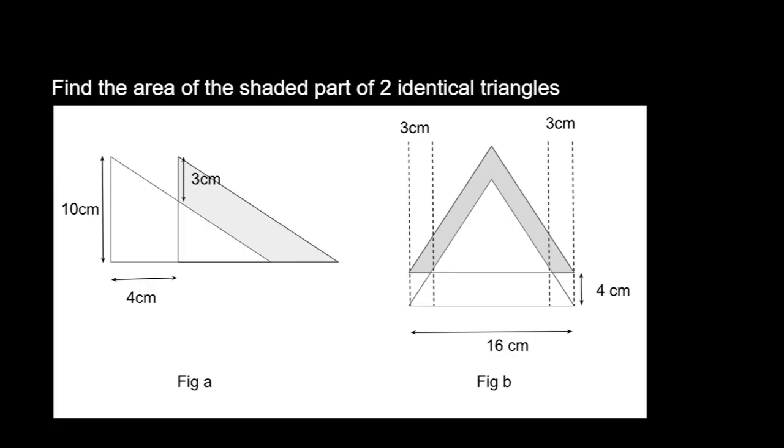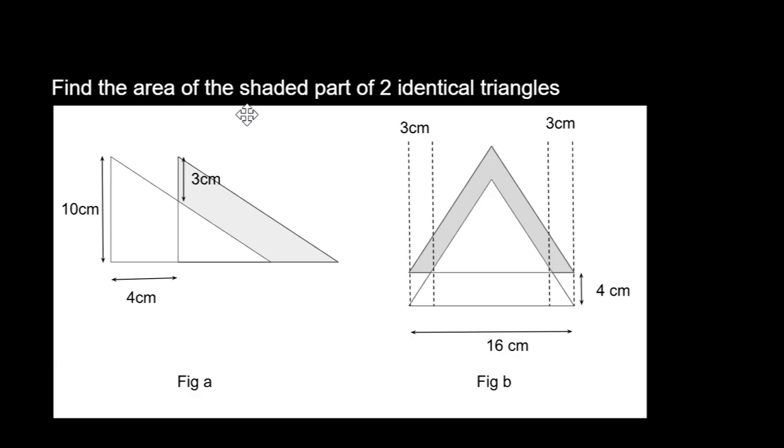Hi, let's look at this question together. Find the area of the shaded part of two identical triangles. In this diagram, I actually combine two questions into a single diagram, but the question is exactly the same.